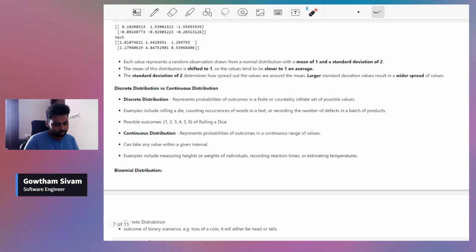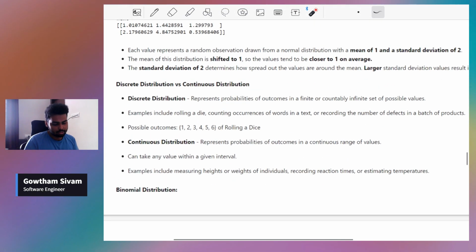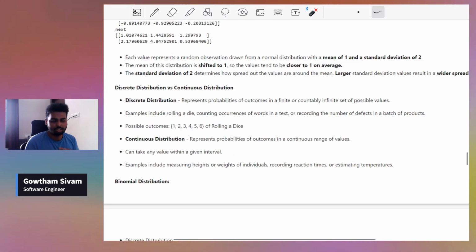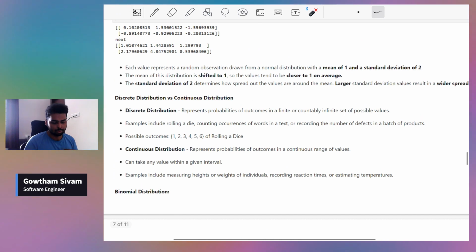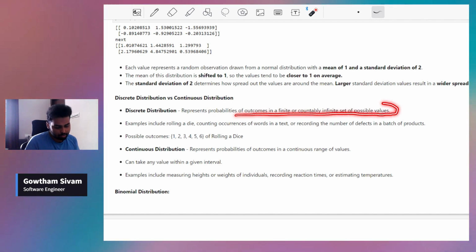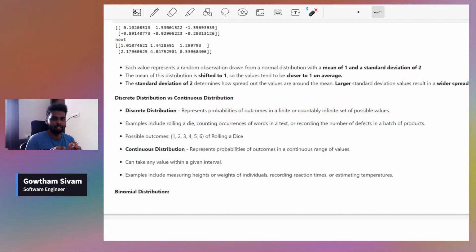Next is discrete distribution versus continuous distribution. What are discrete values and what are continuous values? We have to understand it before we move to binomial distribution, so that it's much easier for you to understand when you move to the next topics. What is discrete? It represents probabilities of outcomes in a finite or countably infinite set of possible values. Discrete means individual values.